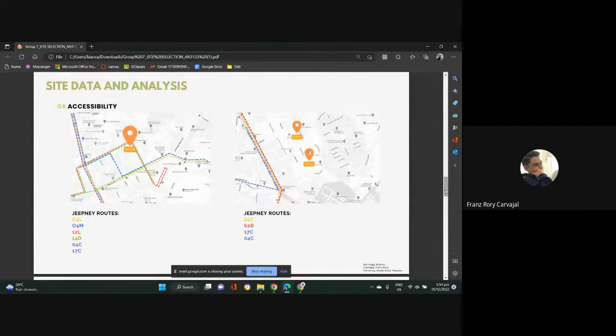Next is the accessibility. For the jeepney roads, here are the jeepney roads for site B: 04L, 04M, 12L, 14D, 04C, and 17C. Then the jeepney roads for site A and C: there are no actual jeepney roads that pass right through the site, but there are buses that go within the site, but we still don't know what sign they use. So that's it. Next.